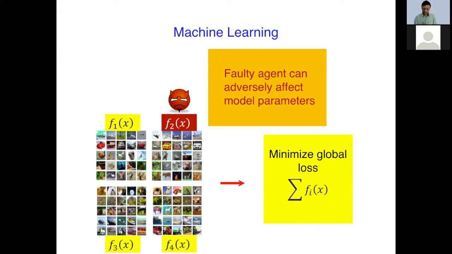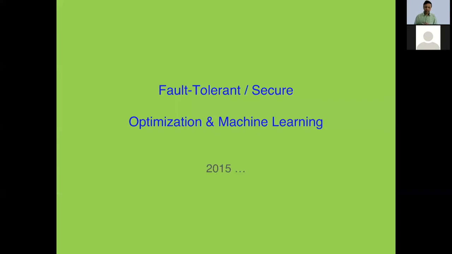Now, this is obviously not desirable, and you want to somehow prevent a faulty agent from influencing the computation in an undue manner. And that's what brings us to this particular part in the tutorial, where the focus is on secure optimization and machine learning. I actually prefer the term fault tolerant. This is a matter of jargon. Some people call this secure optimization. Like I said, I prefer fault tolerance. That's because of my own background. And so I will use the term fault tolerance in this talk.